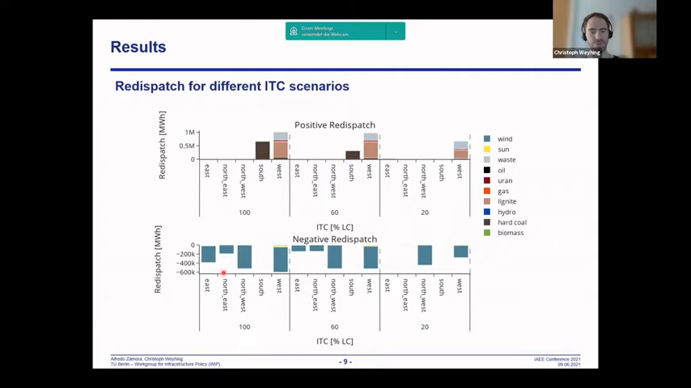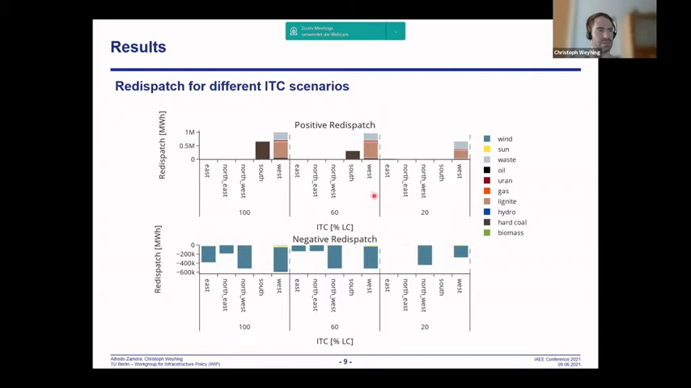Negative redispatch we have in all of the zones except for the south, and it's almost only wind energy that is affected by negative redispatch. So if we decrease the exchange capacity to 60, we see that in the east and northeast, negative redispatch is decreasing, and also the positive redispatch in south is decreasing.